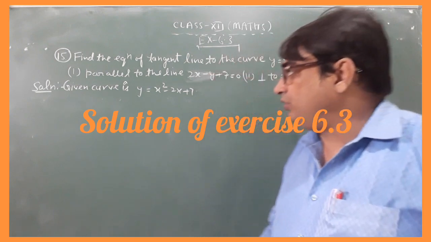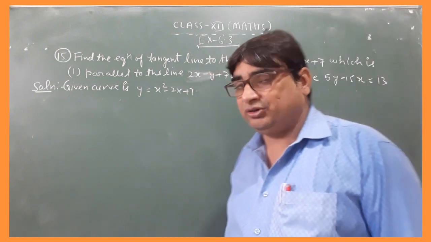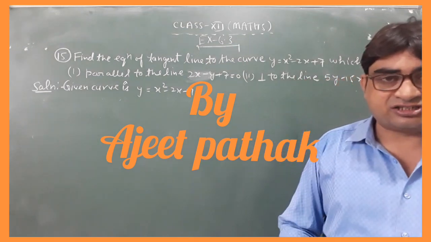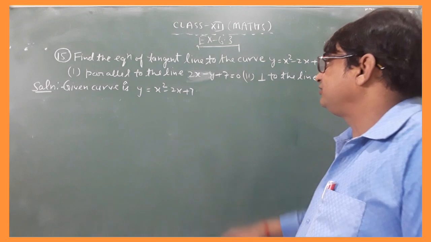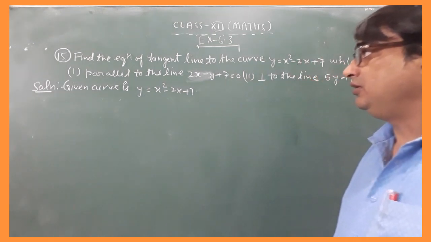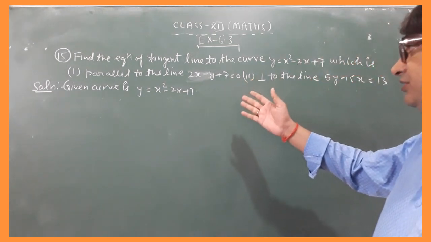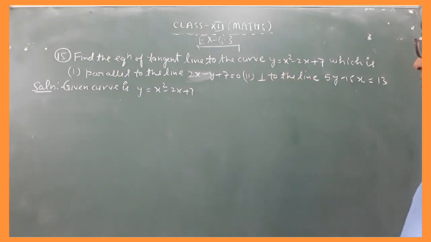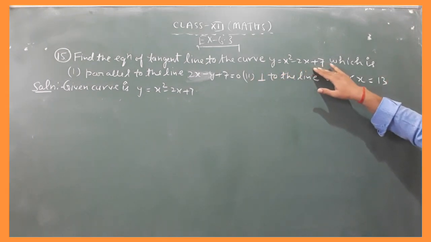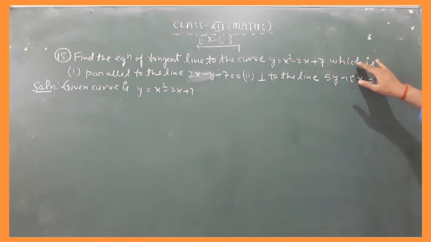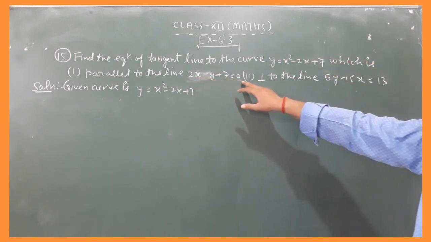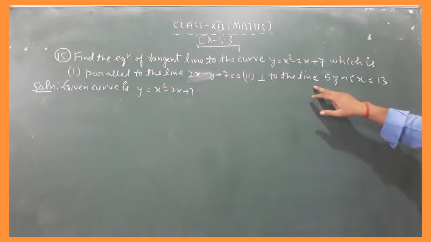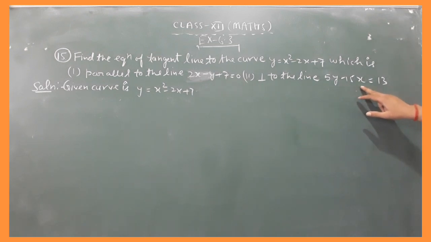Today we are going to discuss a very important question which was already asked in the board examination. Question number 15 of exercise 6.3. Find the equation of tangent line to the curve y is equal to x square minus 2x plus 7 which is parallel to the line 2x minus y plus 7 is equal to 0 and perpendicular to the line 5y minus 15x is equal to 30.